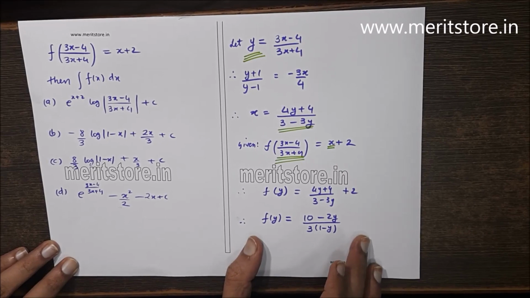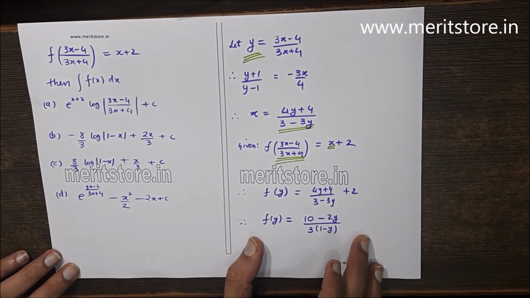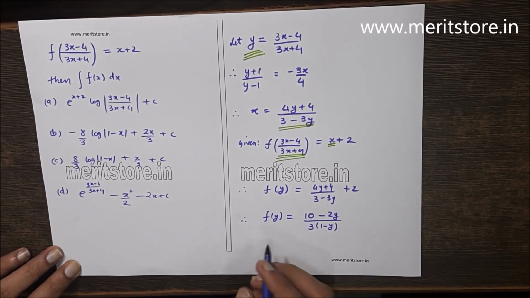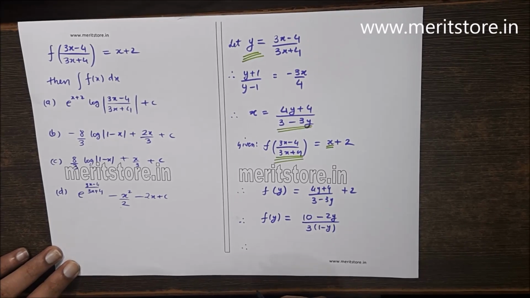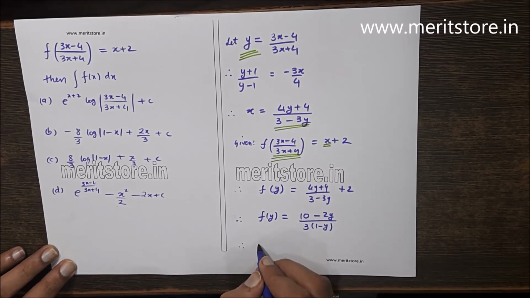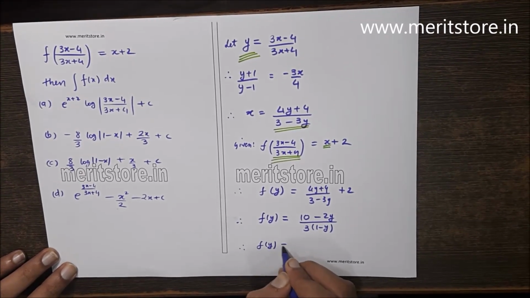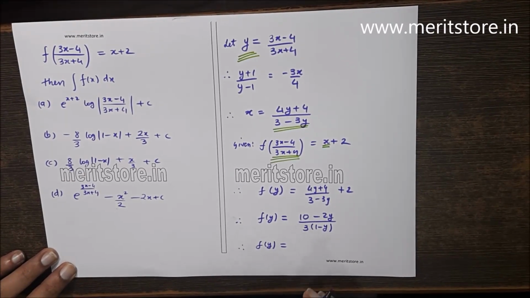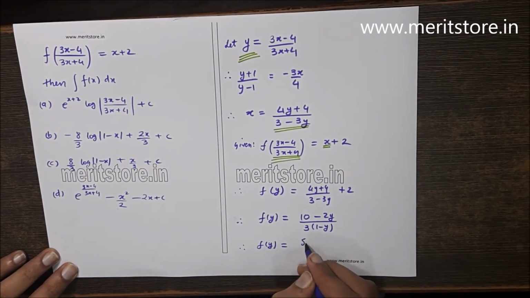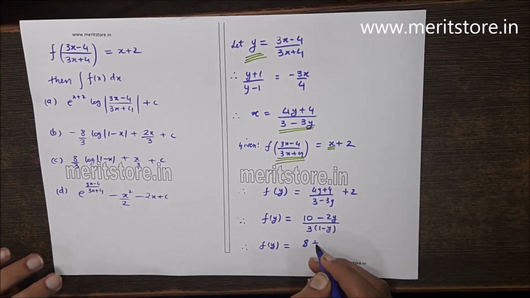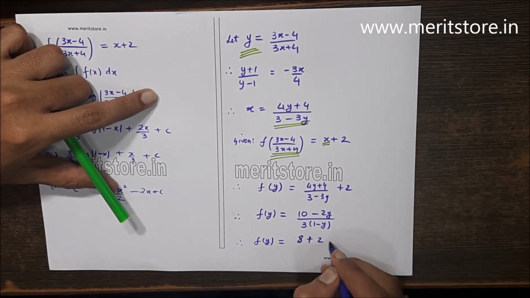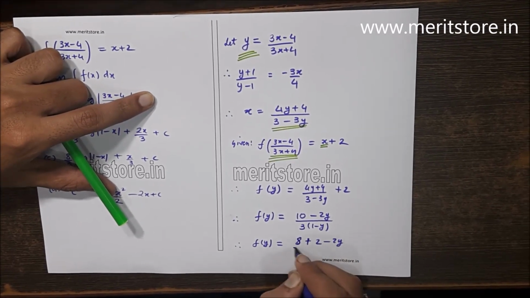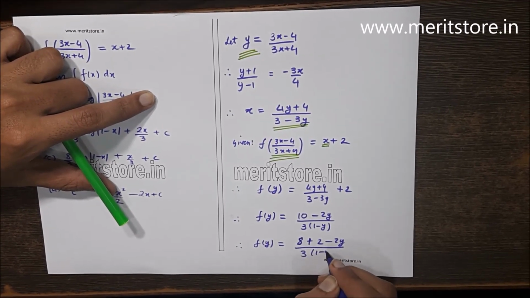Now, to integrate this, what I am simply doing is, I'll be writing this term as f of y equals 8 plus 2 minus 2y upon 3 into 1 minus y.